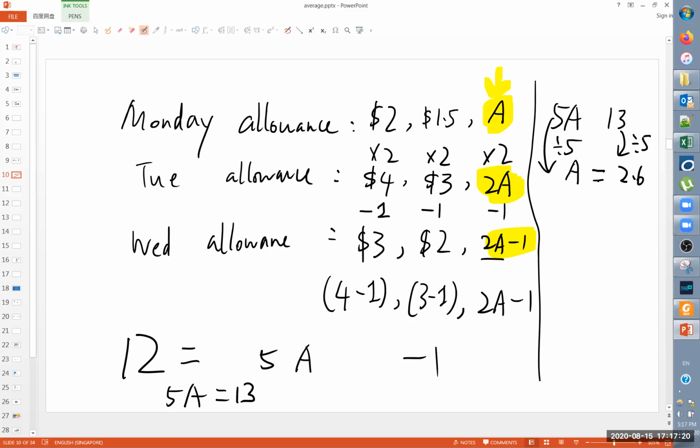Okay, then now I ask you, what is the Wednesday allowance? Which one should you look at? 2a minus 1. Very good. So Wednesday allowance is 2a minus 1, right? Now, you already know that a is equal to 2.6. Then how do you find out 2a minus 1? What's the meaning of 2a?